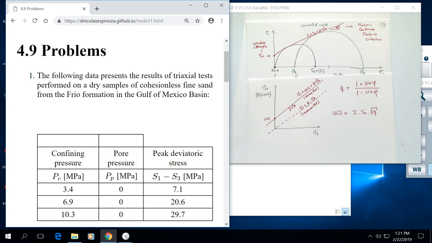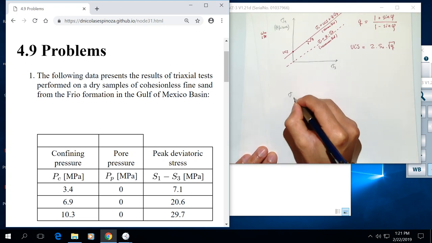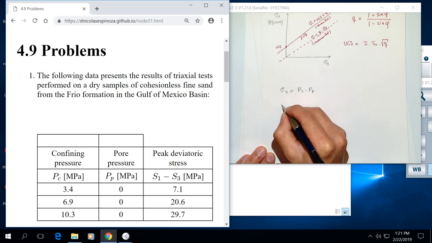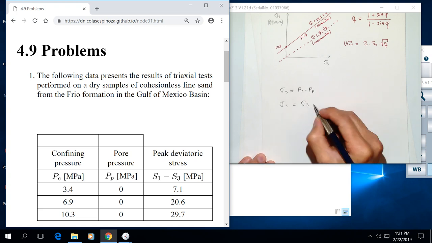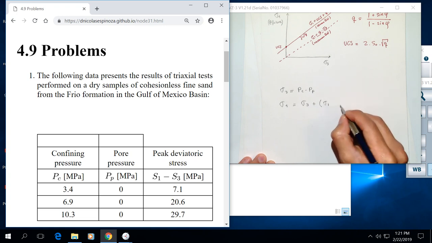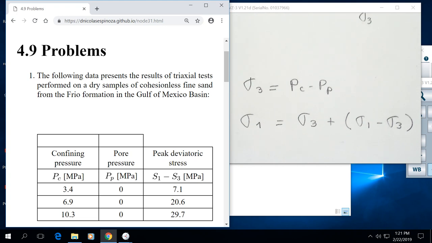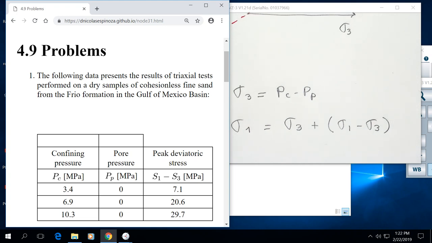Okay, so let me show you what we have to do here. In this problem, sigma 3 is going to be equal to confining pressure minus pore pressure, and sigma 1 is going to be sigma 3 plus sigma 1 minus sigma 3, which is the value that you have in the table. And notice here that S1 minus S3, which are total stresses, is equal to sigma 1 minus sigma 3, which are effective. So this is total, and this is effective.